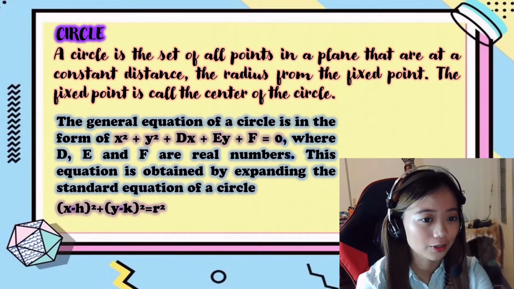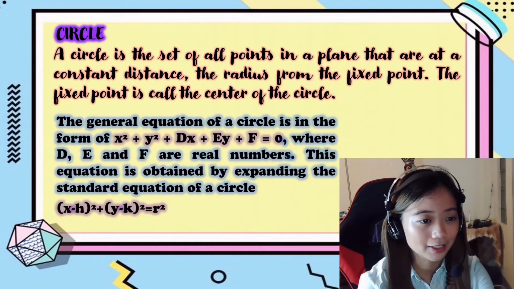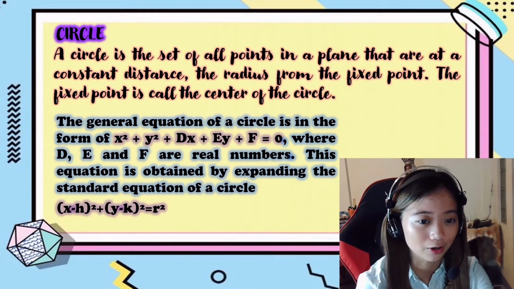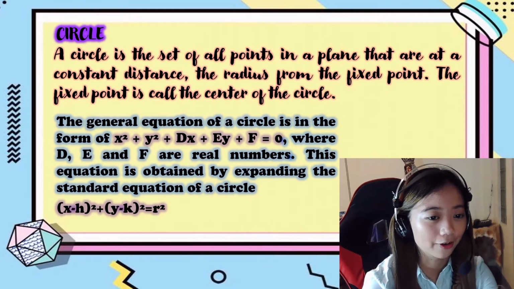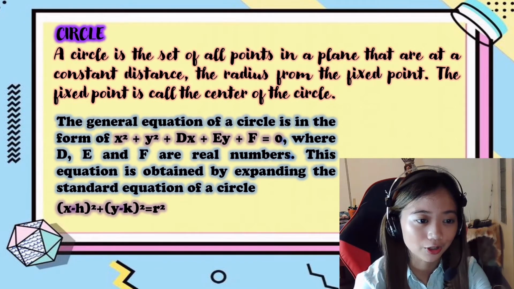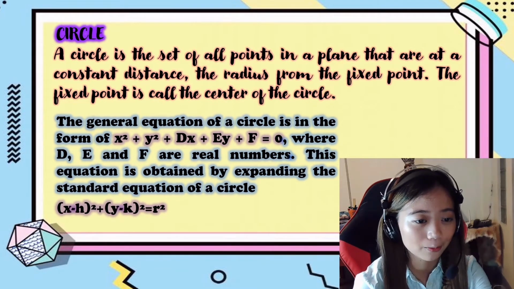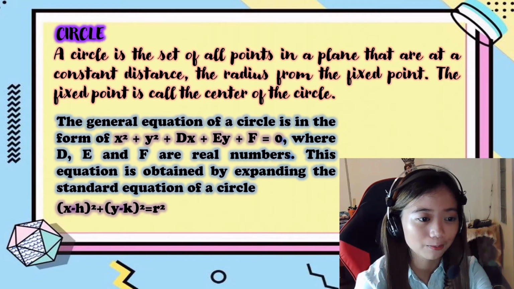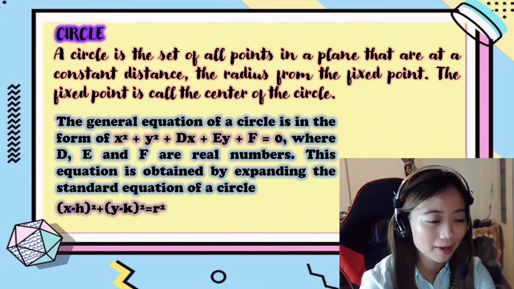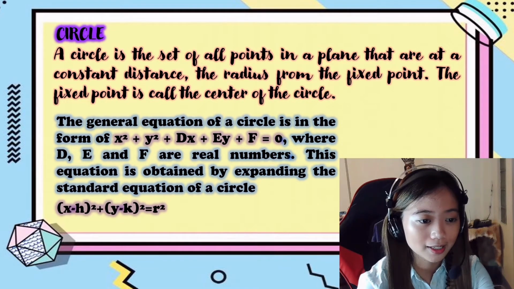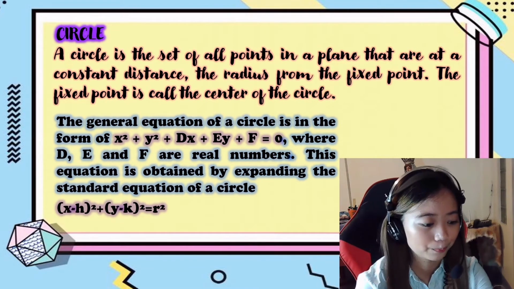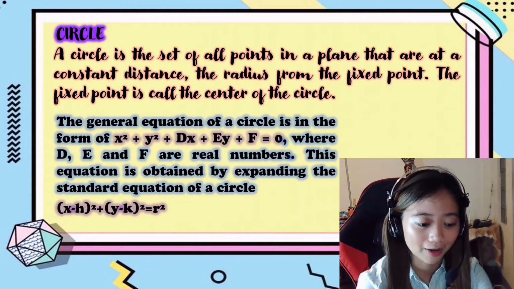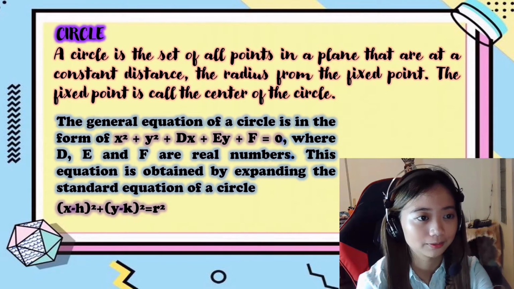The general equation of a circle is in the form of x squared plus y squared plus dx plus ey plus f equals 0, where d, e, and f are real numbers. This equation is obtained by expanding the standard equation of a circle: quantity of x minus h to the second power plus quantity of y minus k to the second power equals r to the second power. So now, let's compute the given center and radius and find the general equation of the circle.